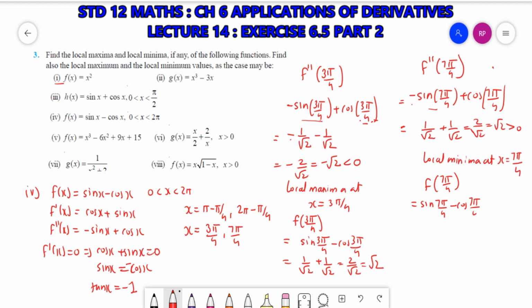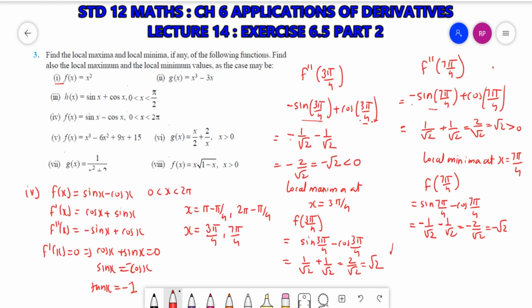Okay. Now for the other point, f of 7 pi by 4 is sine 7 pi by 4 minus cos 7 pi by 4. Sine 7 pi by 4, that is 1 by root 2. Sorry, minus 1 by root 2 because it's in fourth quadrant. And cos, again it's positive. So minus 1 by root 2 minus 1 by root 2, so that is minus 2 by root 2. So minus root 2. Clear?